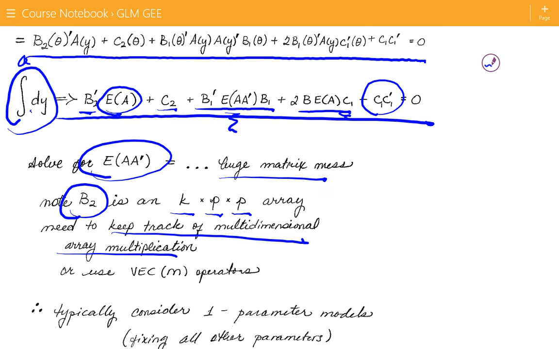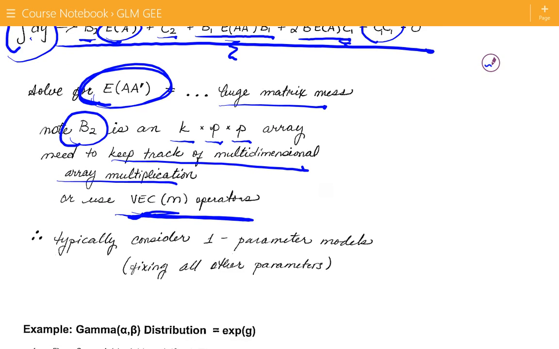But alternatively, you can also use vec operators, which basically means that you vectorize the matrix and reduce it back down to simple 2 dimensions. But you just have to be careful how you do it. This is beyond the scope of this course, so I won't get into the details of how to actually solve this. The point is that just like we solve for the mean, we can solve for this matrix, which would give us the variances.